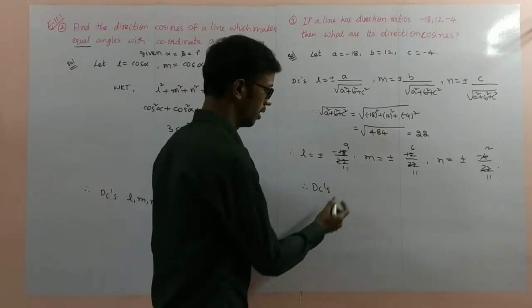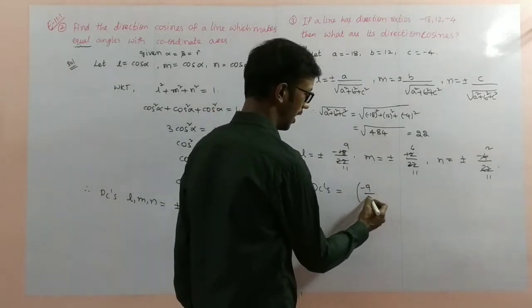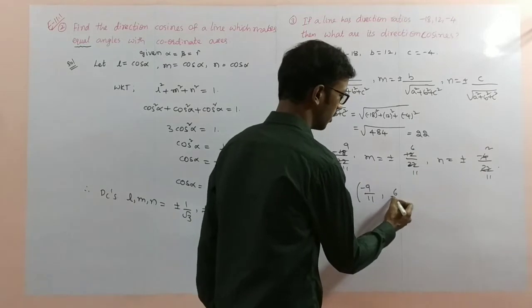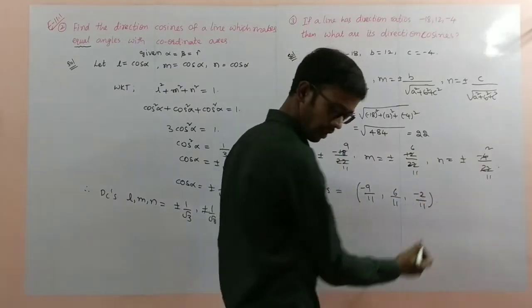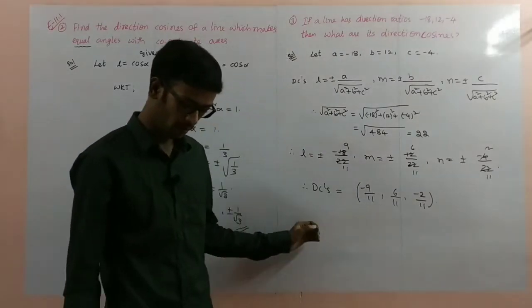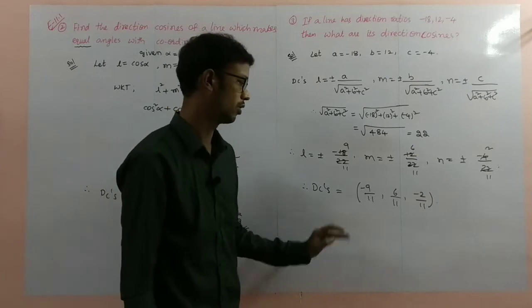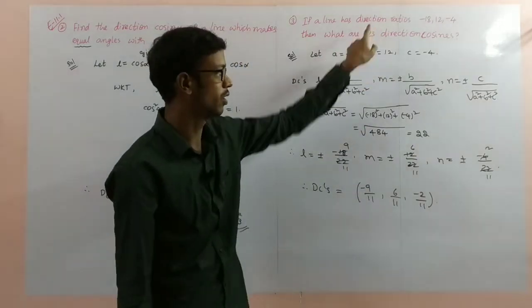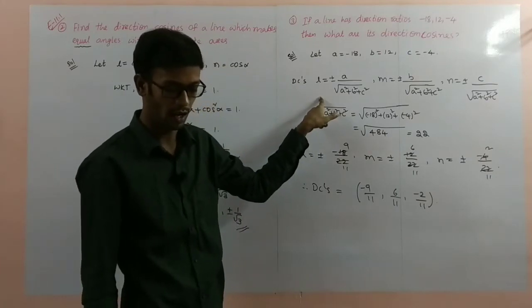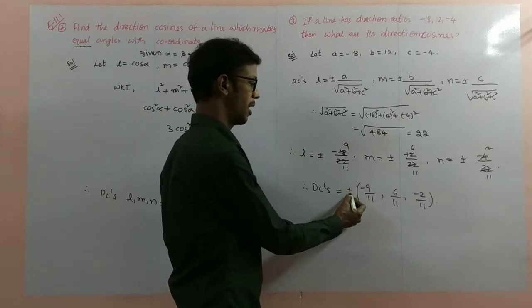Direction cosines is equal to minus 9 by 11, 6 by 11, minus 2 by 11. You can write here plus or minus, no problem. This value should be the direction cosines, if you know the direction ratios, using the direction cosines formula, this one. So we can write here plus or minus also.